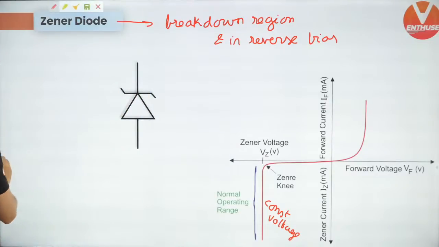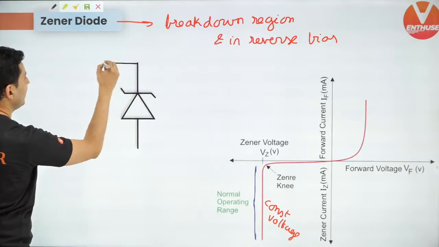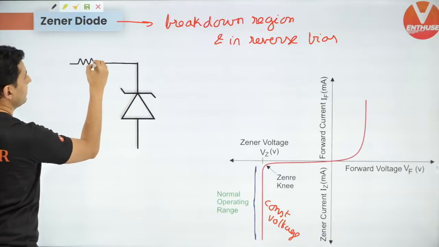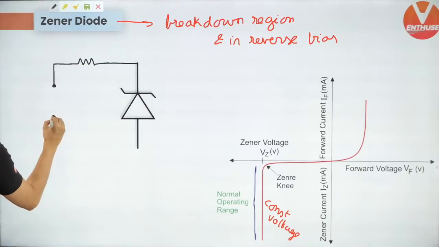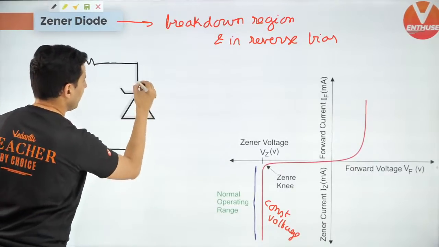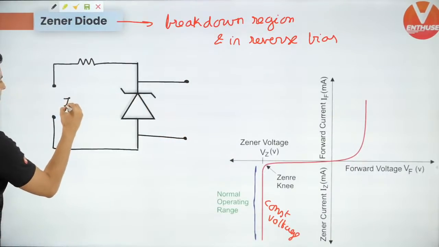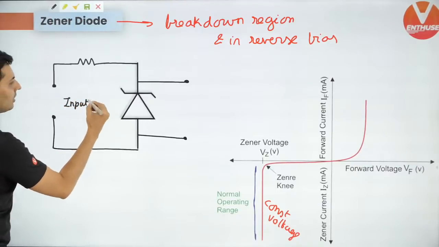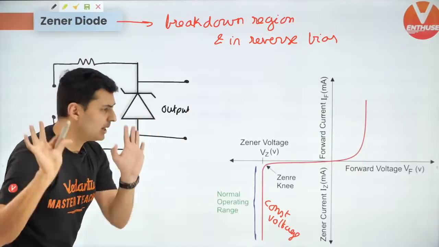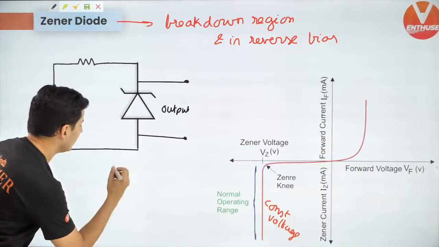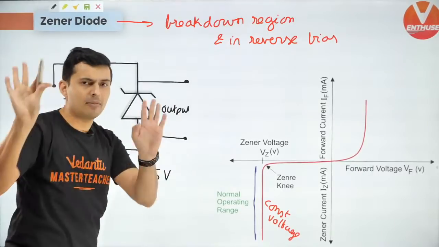All right. Now, what I want you to understand is, imagine if I take a resistor like this, and take 2 points like this, and 2 points here like this. I call this point as input and this side as output. Example, the breakdown voltage Vz for this Zener diode is 5 volts. Example.